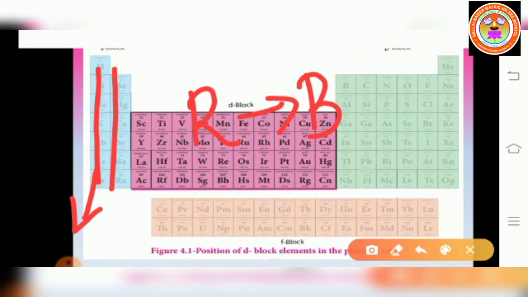Next, the elements of group 2 are also metals. They combine with oxygen to form oxides, formerly called earths, and these oxides produce alkaline solutions when they are dissolved in water. Hence, these elements are called alkaline earth metals.